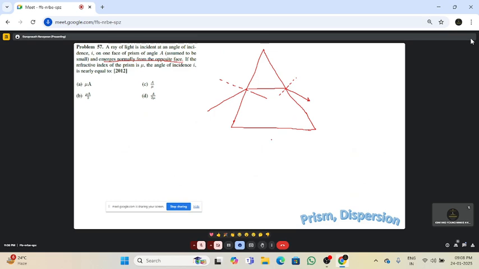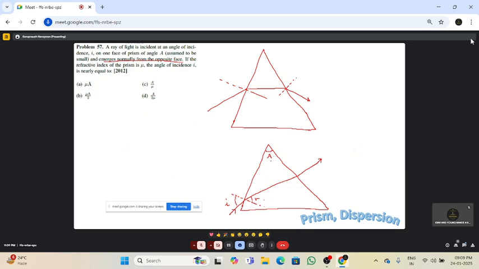So the diagram I drew earlier is wrong. That means I need to improve the diagram a little bit. What they are saying is emerges normally. So it comes like this. Now the diagram will be a little different. This is the normal here, instead of going straight like this. So this is the angle of incidence I, this is R, and this is A.